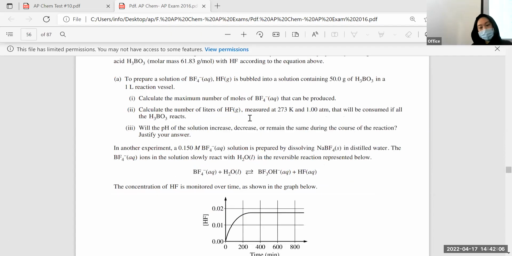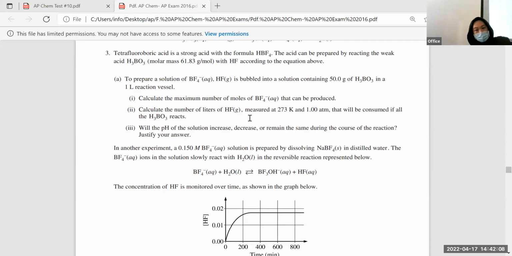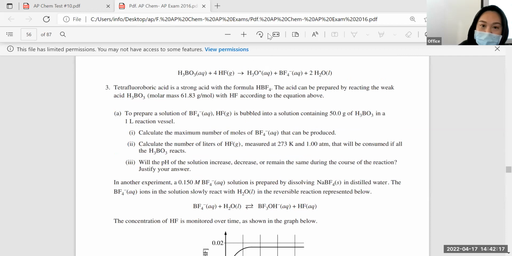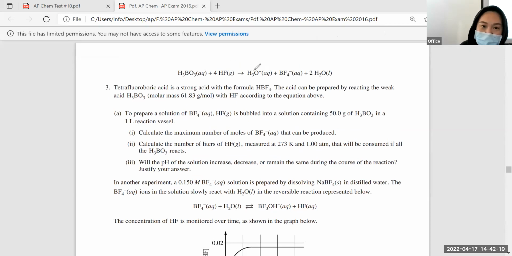Okay, will the pH of the solution increase, decrease, or remain the same during the course of the reaction? Justify your answer. Okay, so let's look at the reaction, right? Obviously, as your reaction goes, you're making H3O plus. That's one of your products. So what's going to happen to your pH? Your pH is going to decrease. 1 point. Why does your pH decrease? Because as your reaction proceeds, you're making more and more H3O plus.